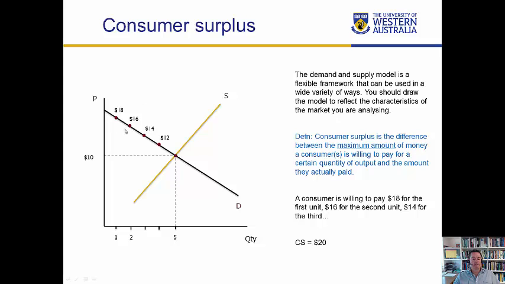So if you add up this triangle here, it's $20. So this triangle, which is below the demand curve and above the price line, that is our area of consumer surplus, and that area is equal to $20. So this consumer surplus of $8 you received on the first unit of output here, that is a measure of the welfare you get by being able to buy something at a cheaper price than what you are actually willing to pay for it. So it's a measure of consumer welfare.